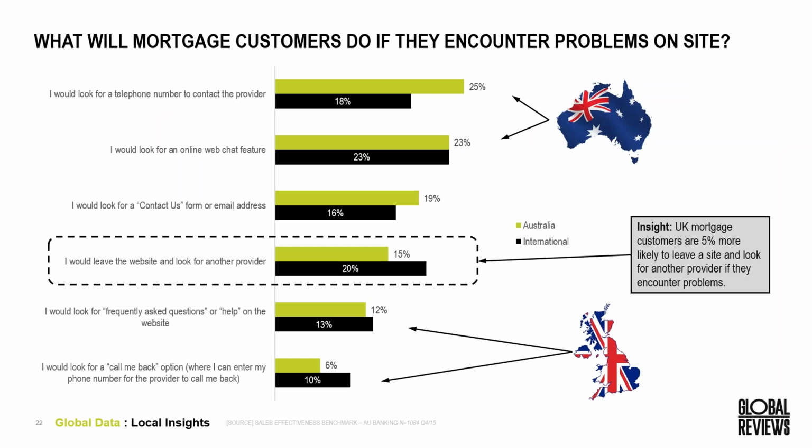We can also see that for Australia, the more important help features are having a telephone number quite prominently, and also web chat, which is quite interesting as it is growing study on study. Again, for the UK, we can also see that frequently asked questions and having a callback option are also quite important for their customers.